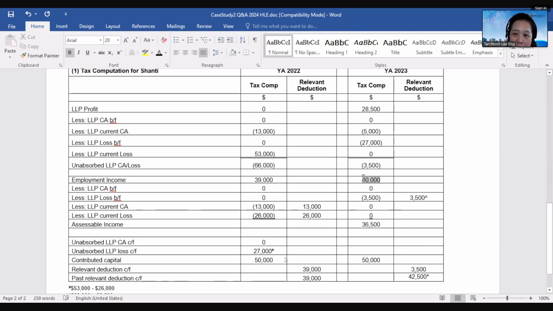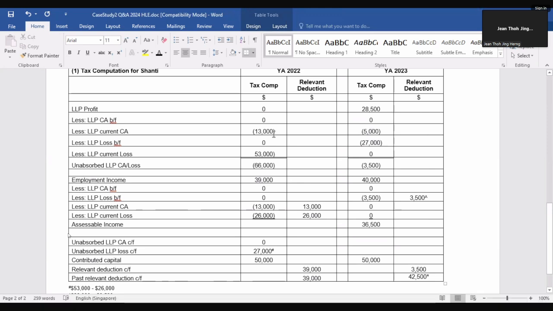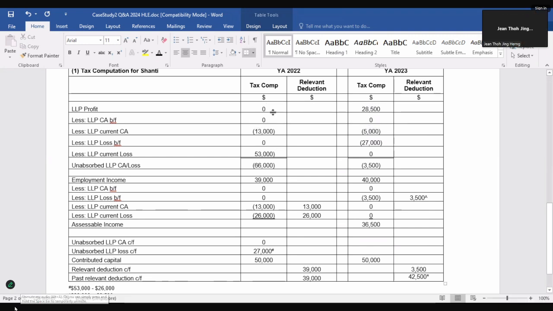5,000, sorry, this one, right? Employment income. 5,000 less LLP current CA line, right, is 0 and beneath the 3,500. Why is it not reflected of 5,000 CA there? Oh, because it's taken into account here already. But then you see, on the left side, it's taken into account top and bottom for the CA. No, because this one is less out already. 5,000 less out against 28. This one 13 and 5,000, nothing to less out. Okay, nothing to less out.